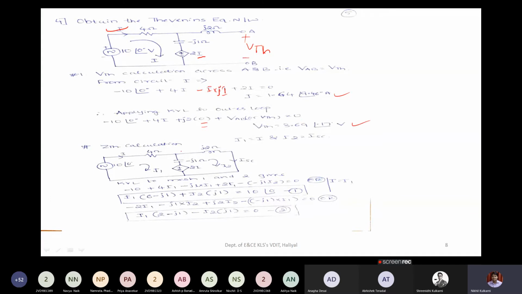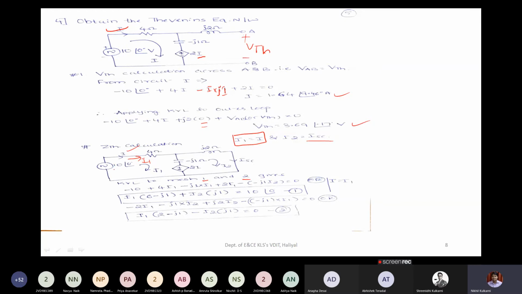And to calculate ZTH, you have to short the terminal AB. Once you short the terminal AB, you will get two loops. One current you can assume I1 and another current I2, where I1 I can write as I, because the direction of I1 is the same as I, and I2 I can write as I short circuit.